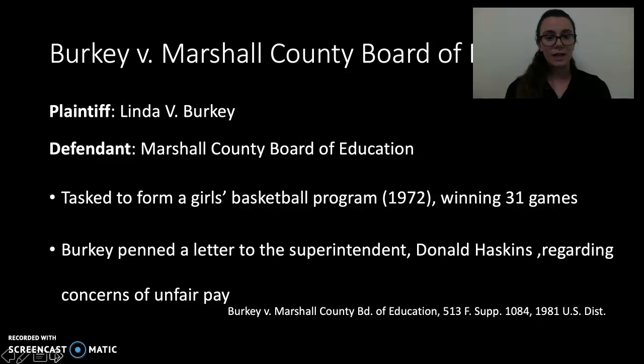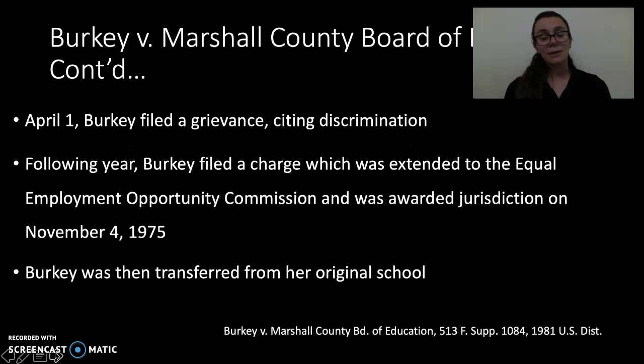She was tasked with forming a girls basketball program, which later went on to win 31 games in a season. At this point in time, female coaches were not paid like their male counterparts, and so she penned a letter to the superintendent, Donald Haskins, regarding concerns for unequal pay, to which he did not make any efforts to amend or even consider her concerns. So she filed a grievance citing discrimination based on gender.